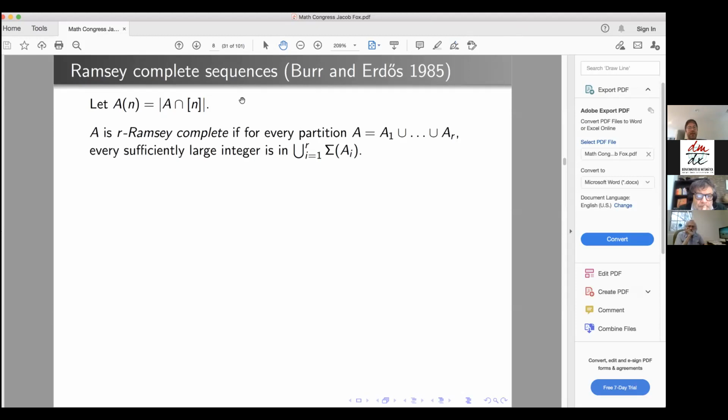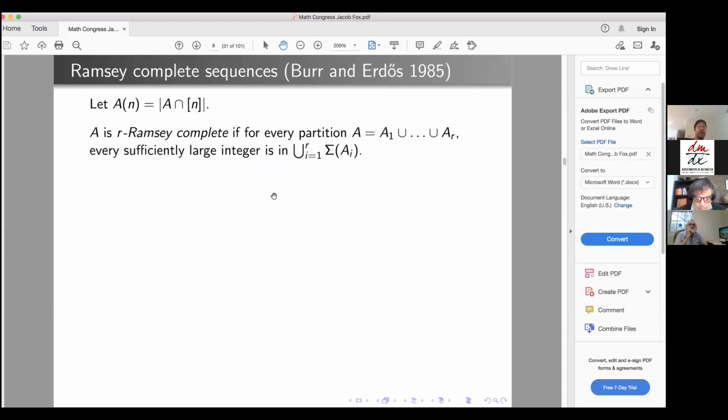A is called r-Ramsey complete if for every partition of A into r sets, every sufficiently large integer is in the union of the sigma of A_i's. Another way of saying this is if you color the elements of A with r colors, so each element of A gets a color from one to r, then every sufficiently large integer can be written as a monochromatic subset sum, so that you can write every sufficiently large integer as a sum of elements of the same color. This is true for every partition of A, or every coloring of A with r colors.